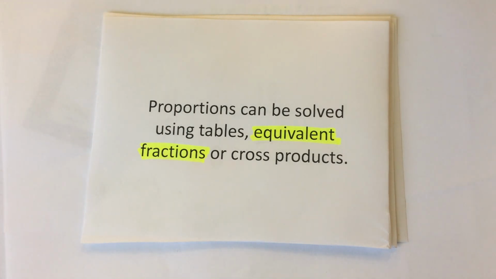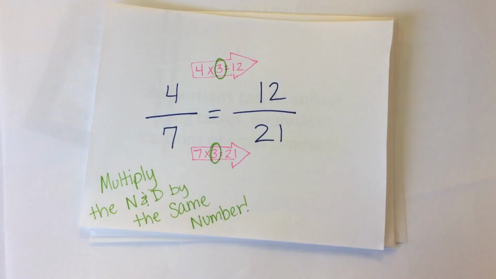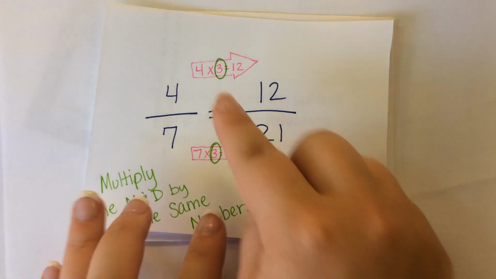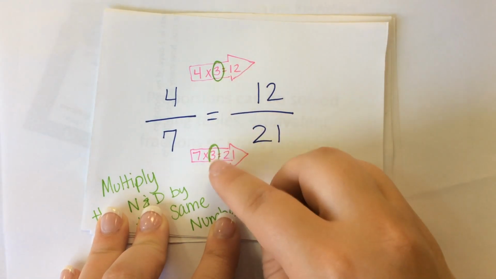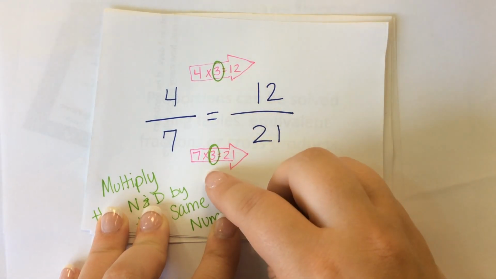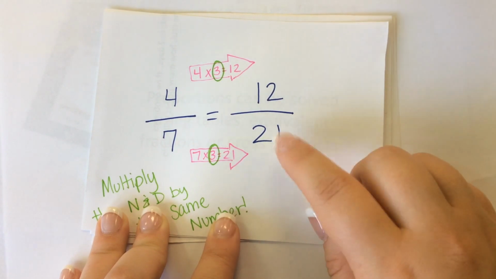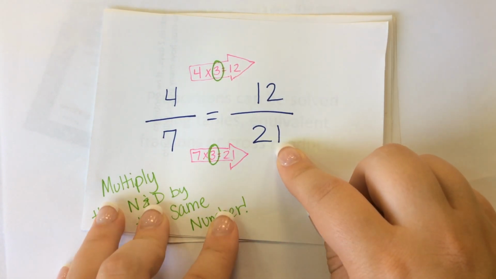Proportions can be solved using equivalent fractions, like this, where the original fraction is multiplied by the same number for the numerator and the denominator. And that's how you get the result that you want to get to.